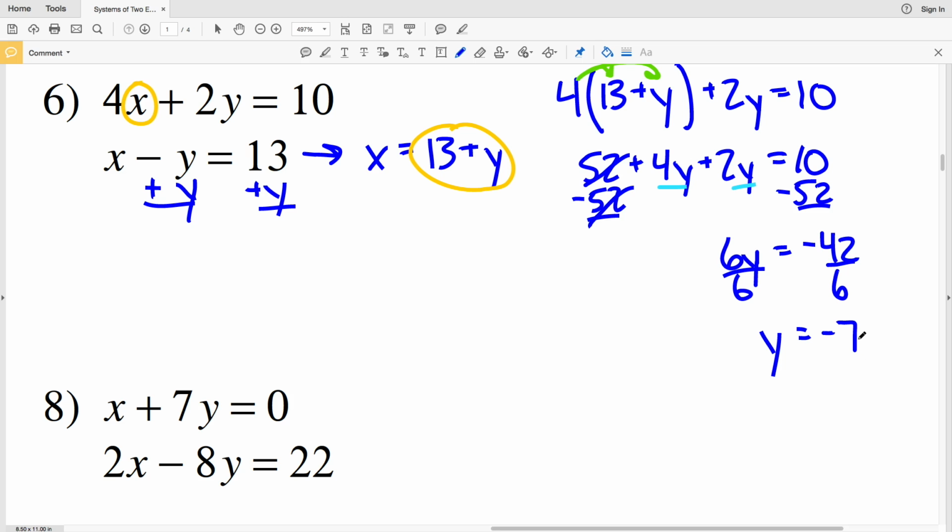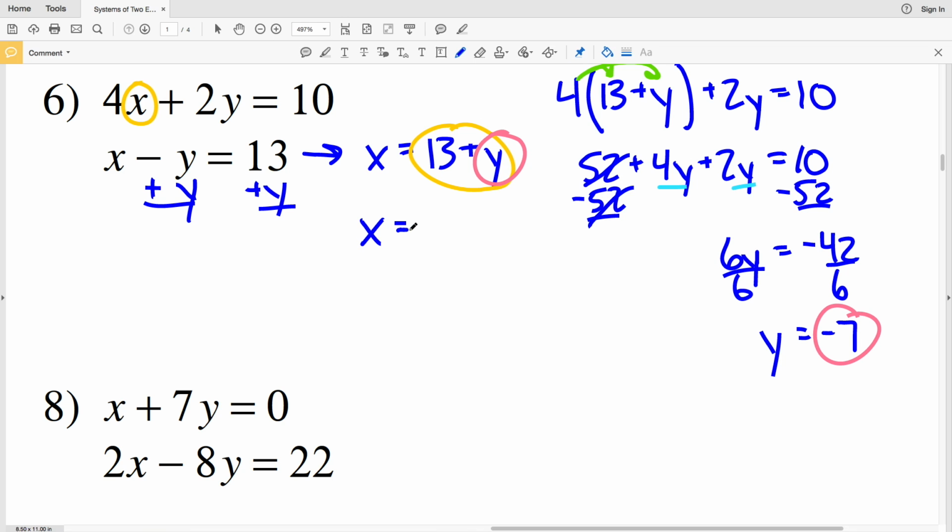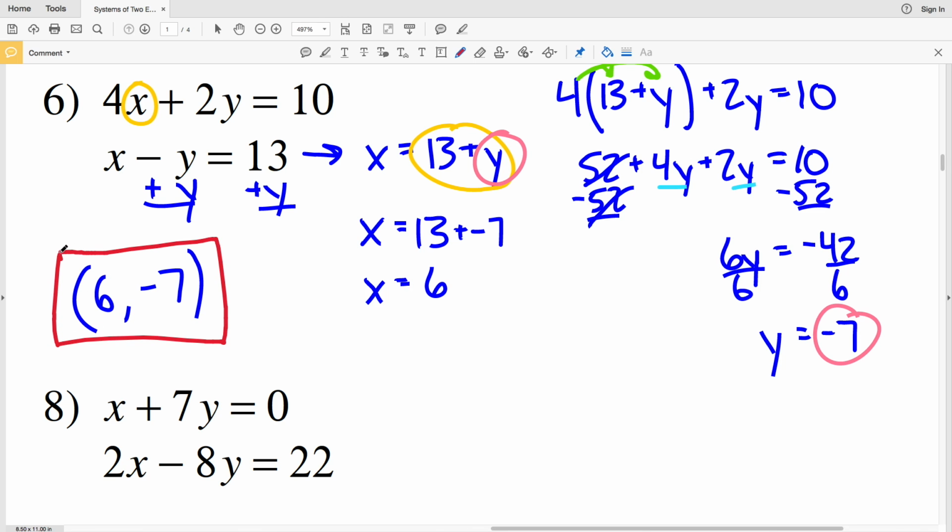So now that I have y equal to negative 7, I'm going to take my value of y, plug it in, and solve for x. But as opposed to taking negative 7 and plugging it in for y in the original equation, I'm going to plug it in for the y in the equation which we've already solved for x. So then I'll get that x equals 13 plus negative 7, so x is going to be equal to a positive 6. 6, negative 7 is my solution to the system.